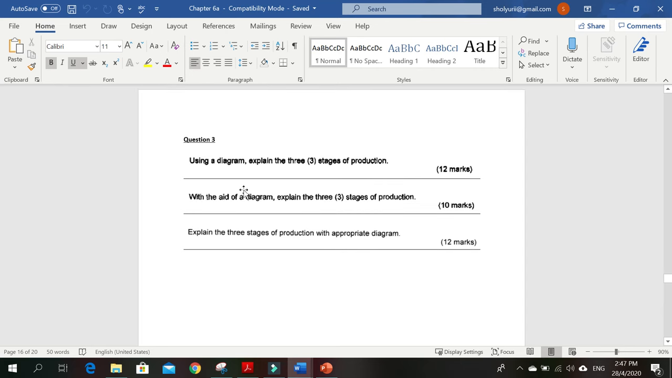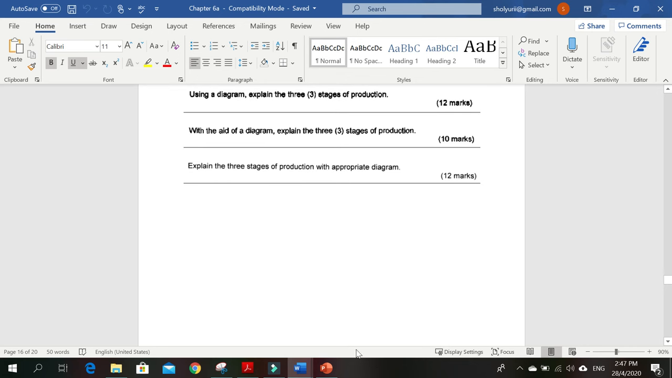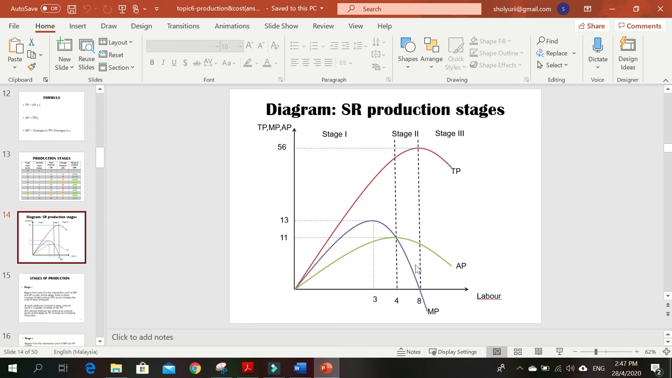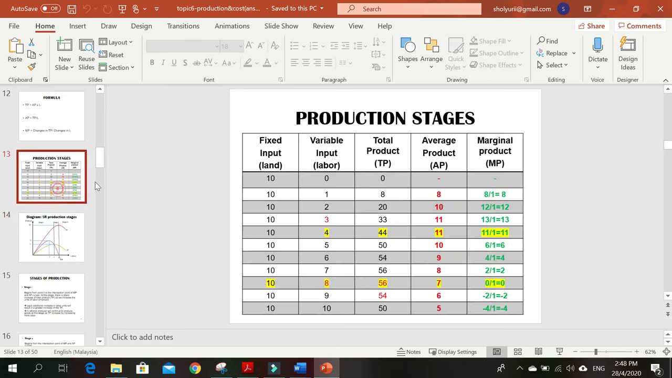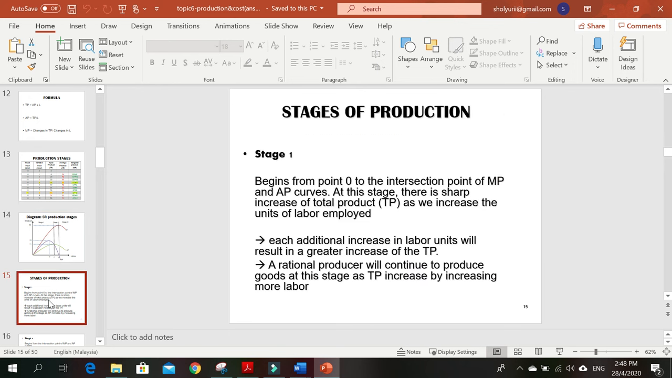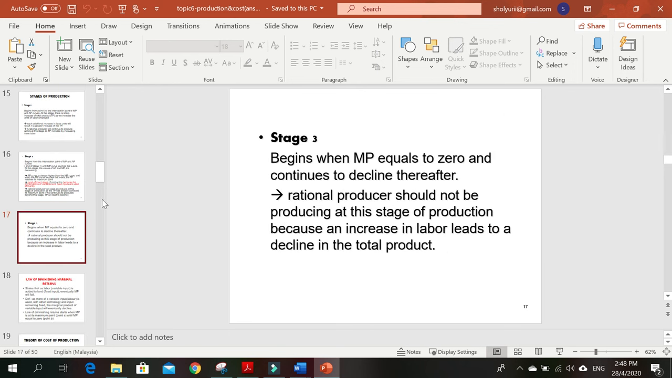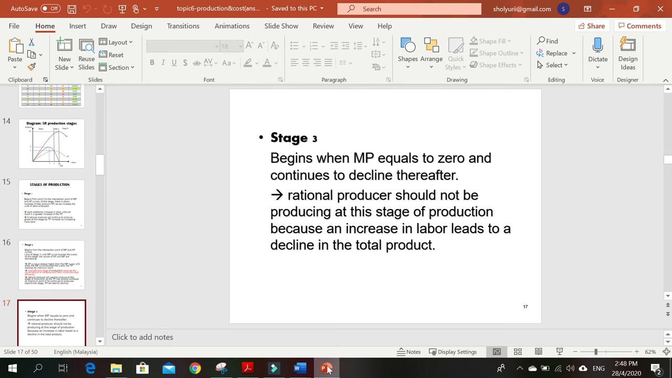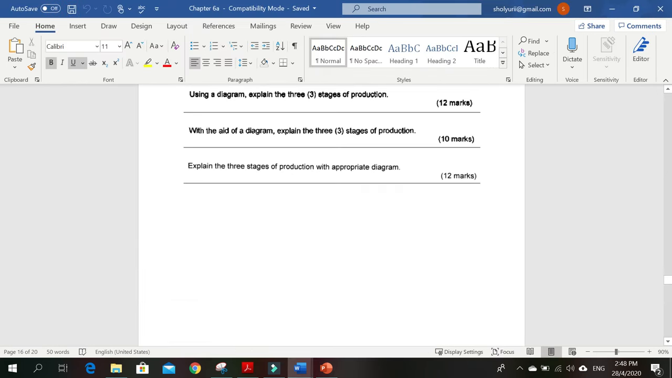So, most of the essay questions, they ask you to draw the diagram, the TP, AP, MP, and explain the stages. So what you should do is, you must draw this diagram. No need to draw the table. Tak perlu letak nilai, kira balik tak ya. It's a waste of time. You just draw the diagram and indicate the stages. Make sure it's fully labeled. And then you explain stage 1 ni apa, stage 2 ni apa, stage 3 ni apa. Follow the slide. Then you'll be fine. You got your 10 marks there. Because the question asks for 10 marks there.